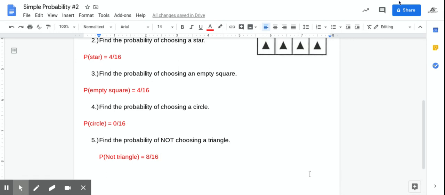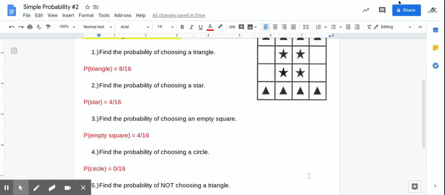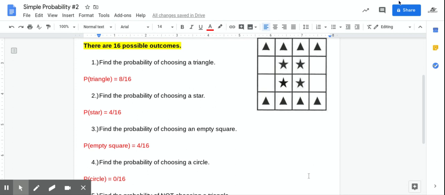Okay, guys, so again, just read what I'm asking you to find the probability of very carefully, and then simply count what you have either in the picture, or if it's a word problem, you got to read carefully on what I'm telling you have, or how many of a certain item you have.